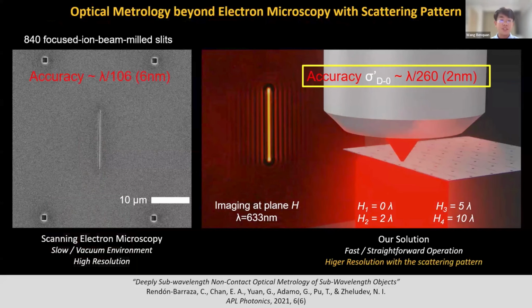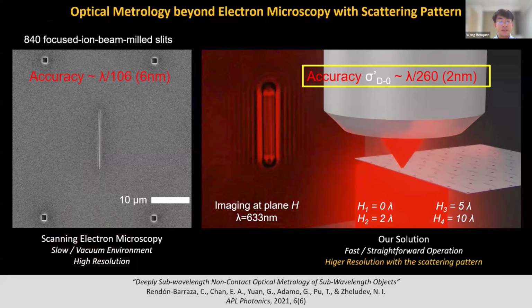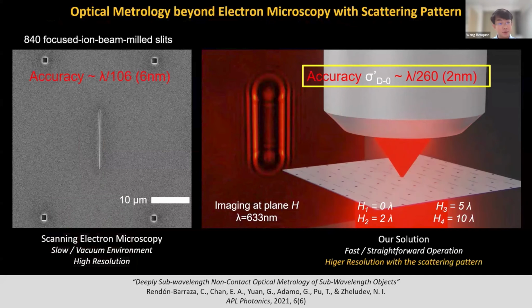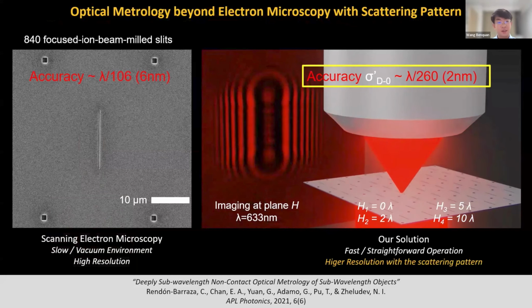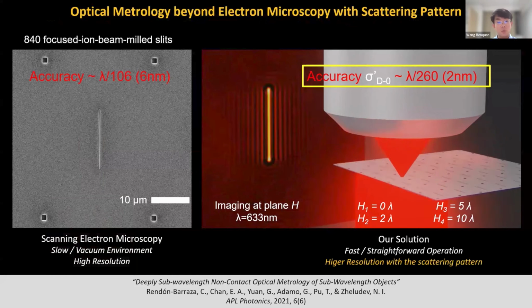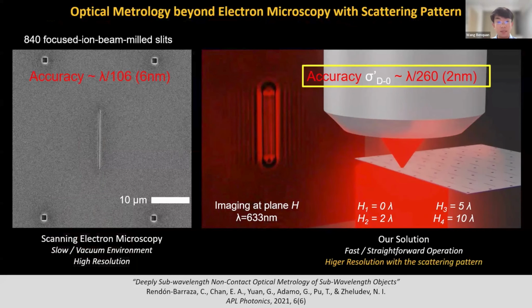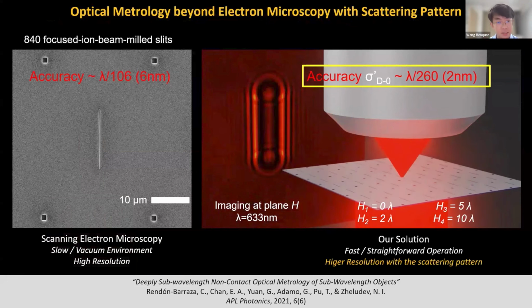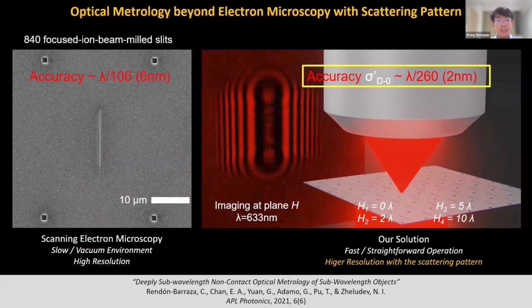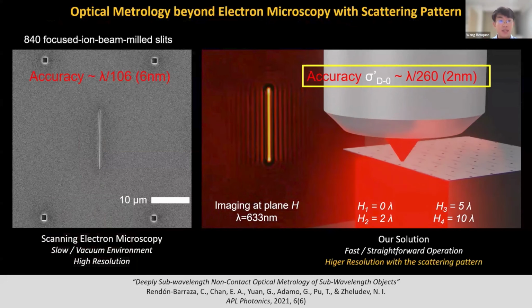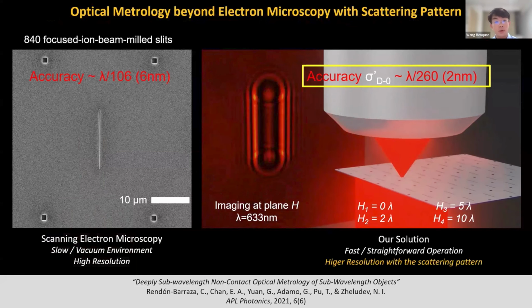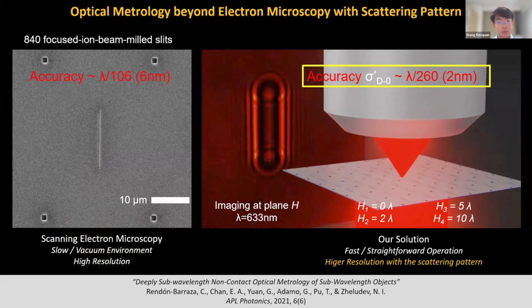So actually 4 years ago, when we were using AI in semiconductor industry applications, our group did a very interesting project by fabricating a lot of single nano slits, where the width of the slit is just several nanometers. And we want to characterize it because we want to see if there are any defects or mistakes during manufacturing. Normally, the industry will mostly rely on the electron microscope.